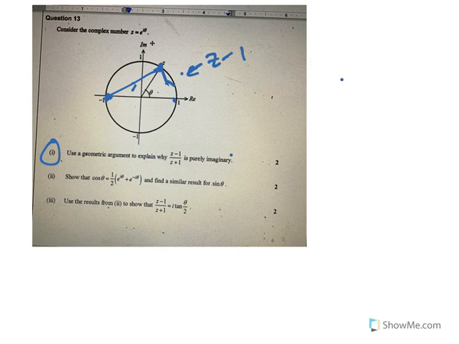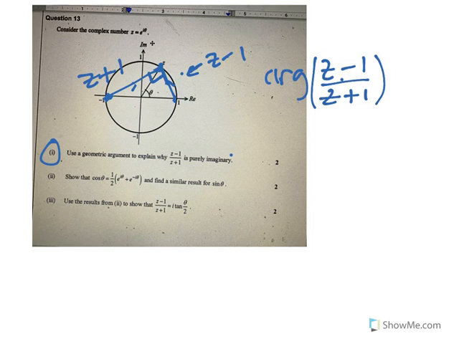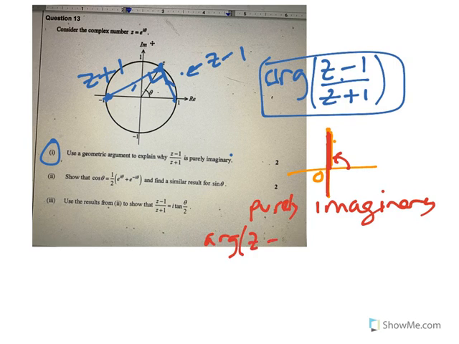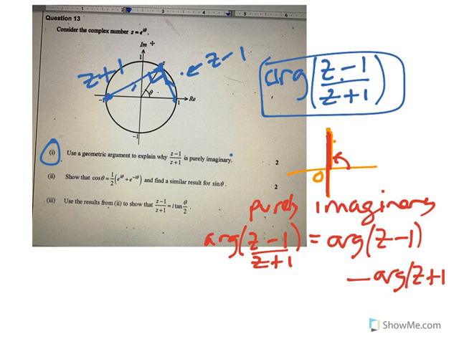I'll just redraw that. Now on a circle, the angle on a semicircle is a right angle. So if you did the argument of z minus 1 on z plus 1, and you can show that it equals 90 degrees, then it will lie on the y-axis, which makes it purely imaginary. So take the argument of z minus 1 on z plus 1, and that will equal the argument of z minus 1 minus the argument of z plus 1.